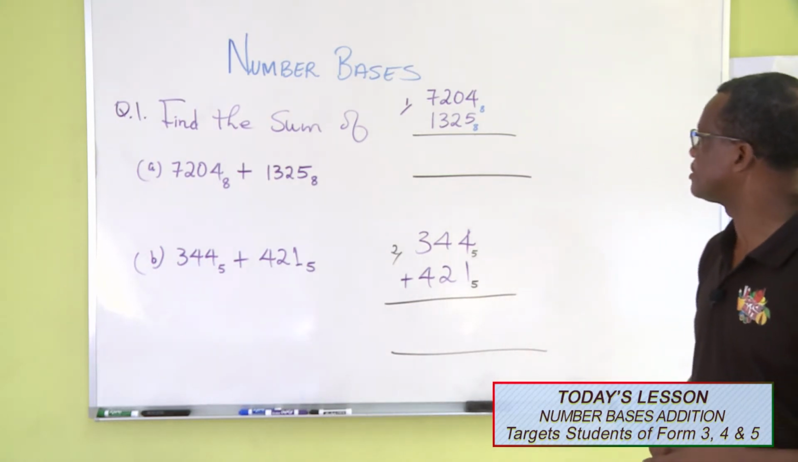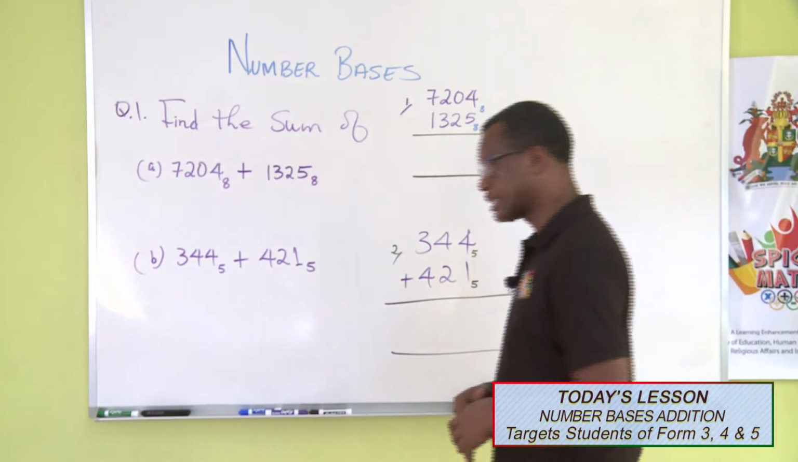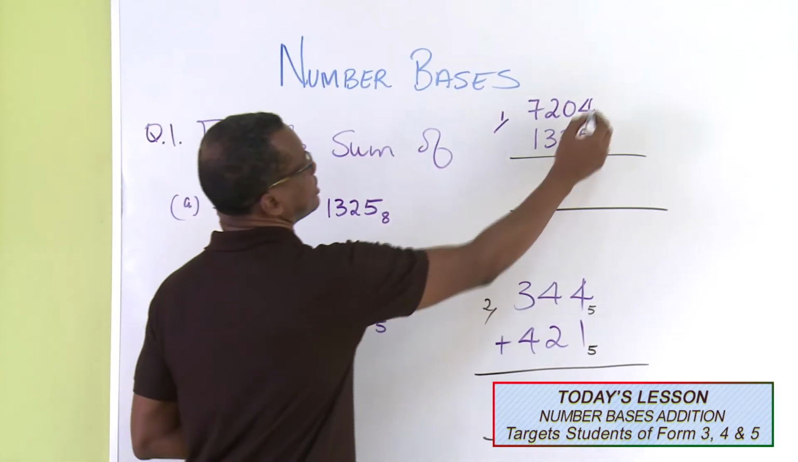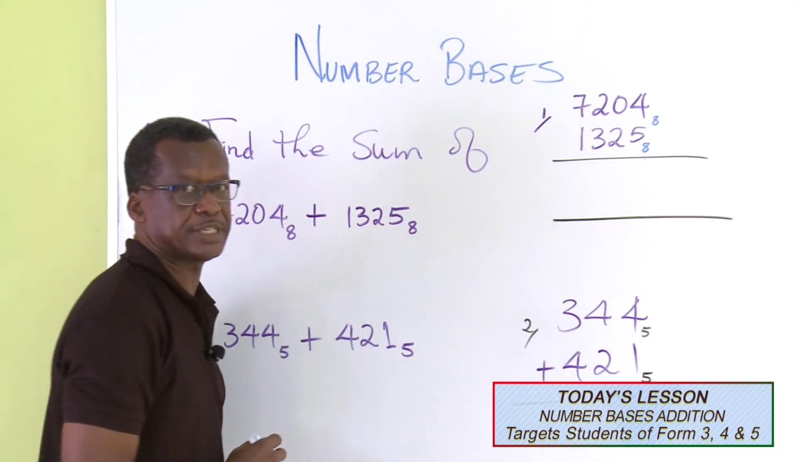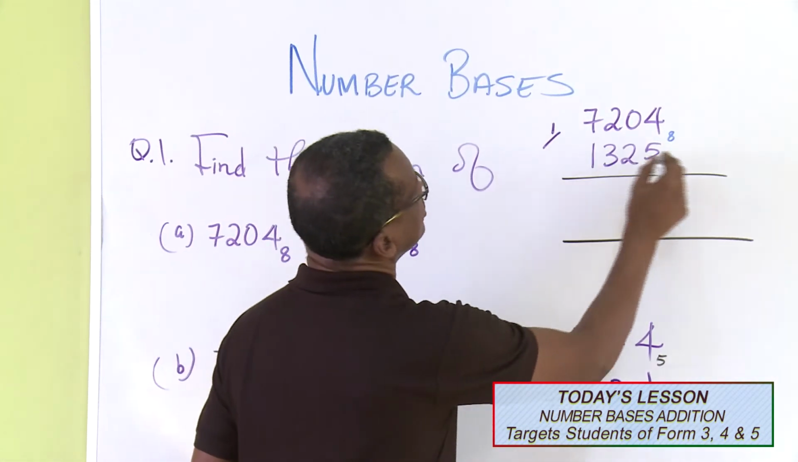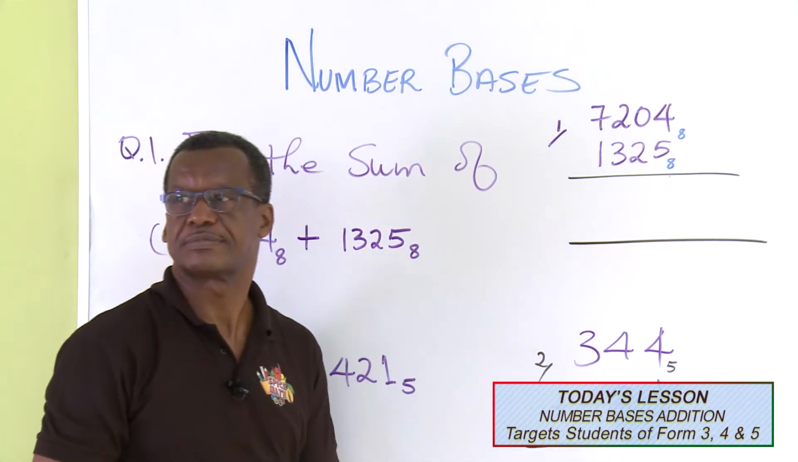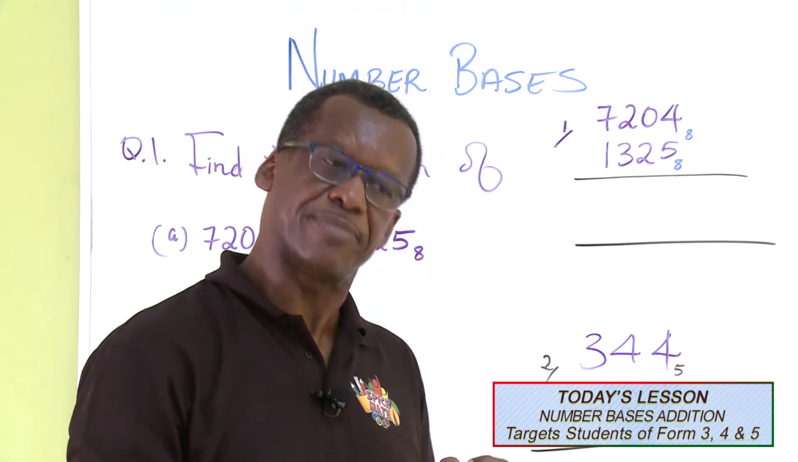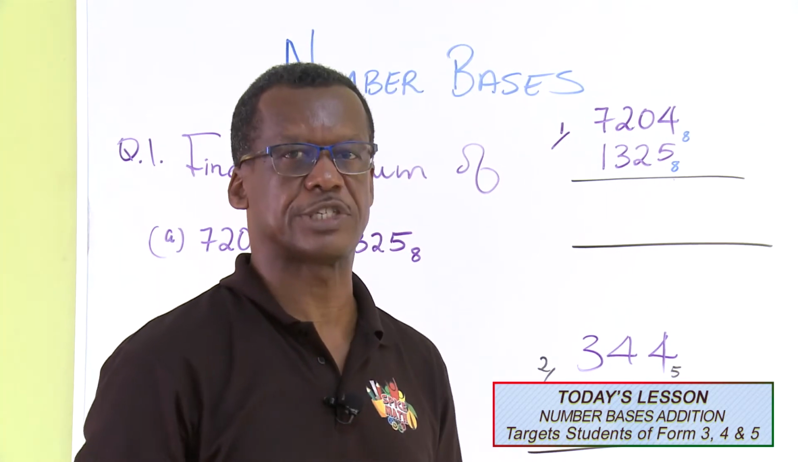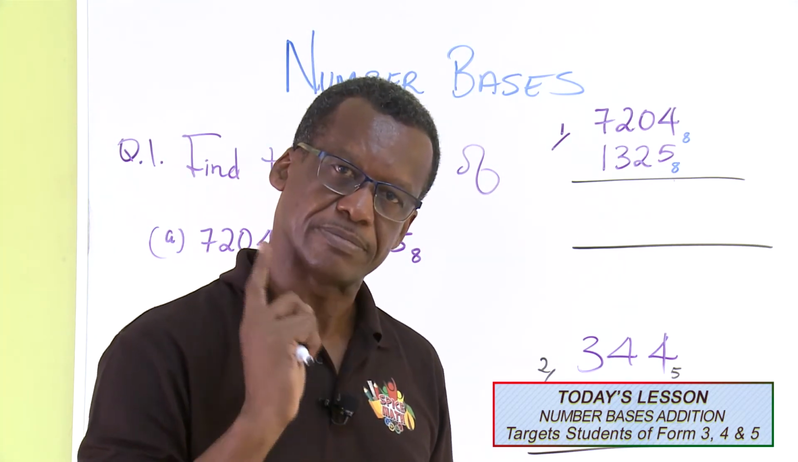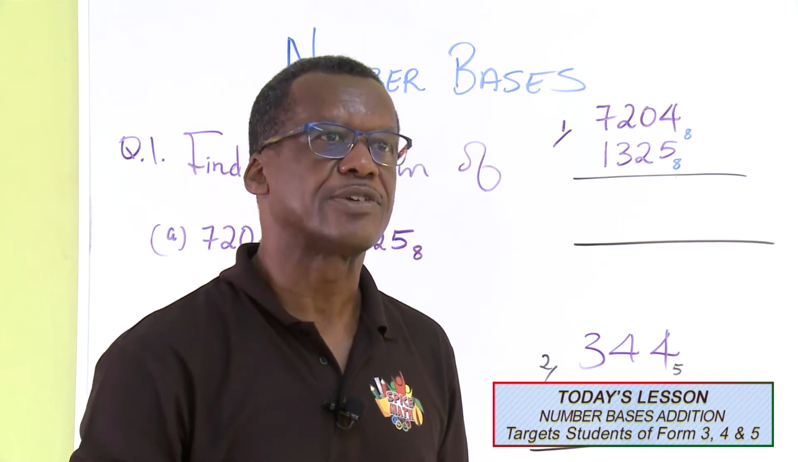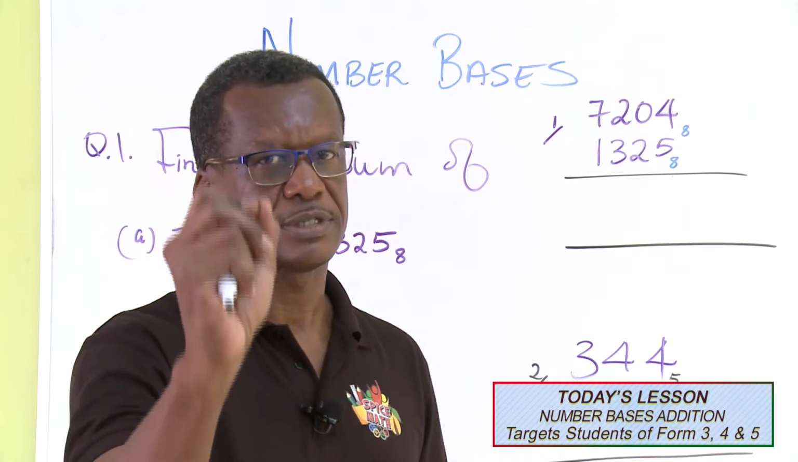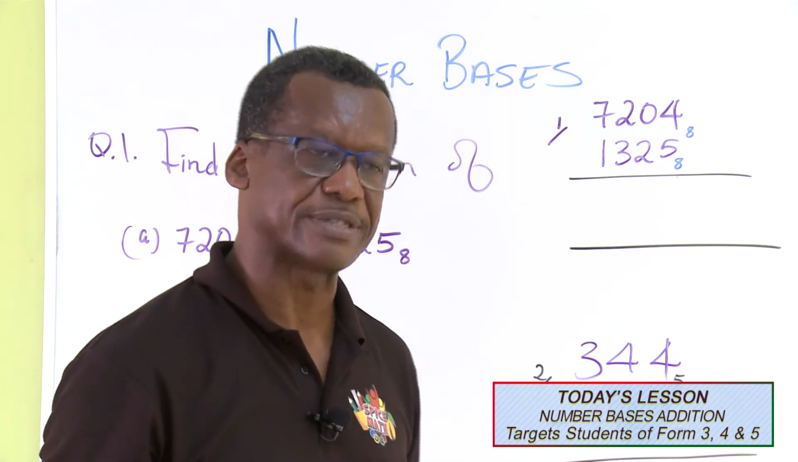So let's look at number 1. We're in base 8 and we add in 7204 base 8 to 1325 base 8. Remember the principle. If you add and the sum is less than the base, you simply insert the digit. If the sum, when you add, is greater than the base, then we have to do a little bit of division, keeping track of the remainders.